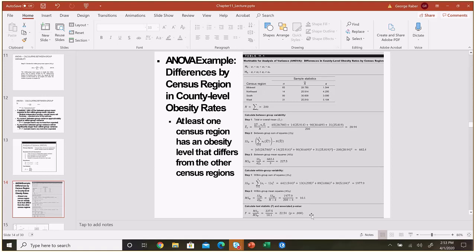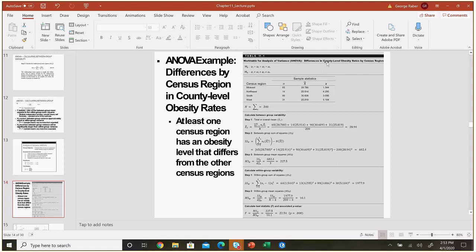So in that case, would we accept or reject the null hypothesis? 0.001 is very, very small. Is it larger or smaller than 0.05? It's much smaller than 0.05. So we can reject the null hypothesis. I forgot to actually talk about that.